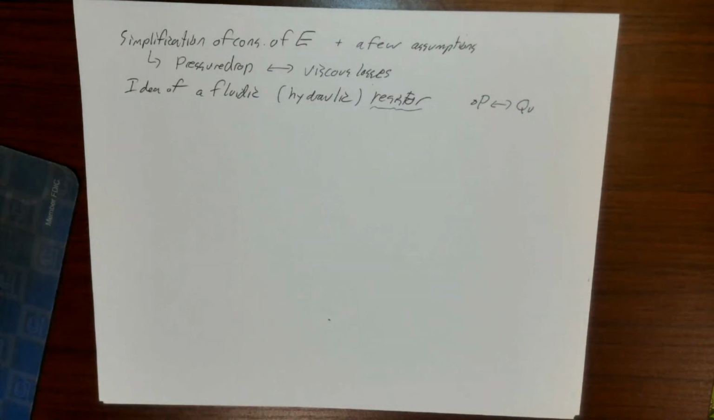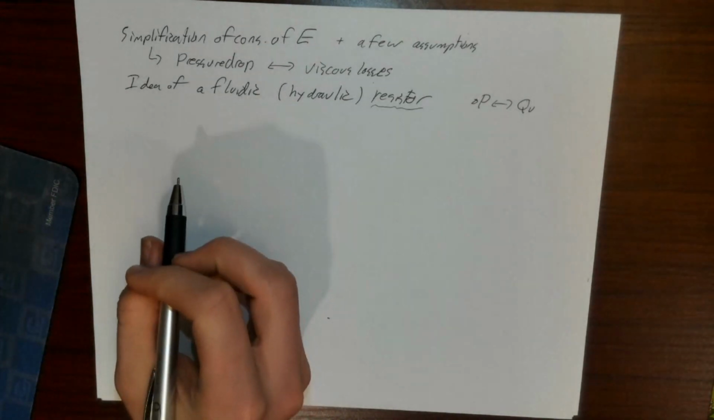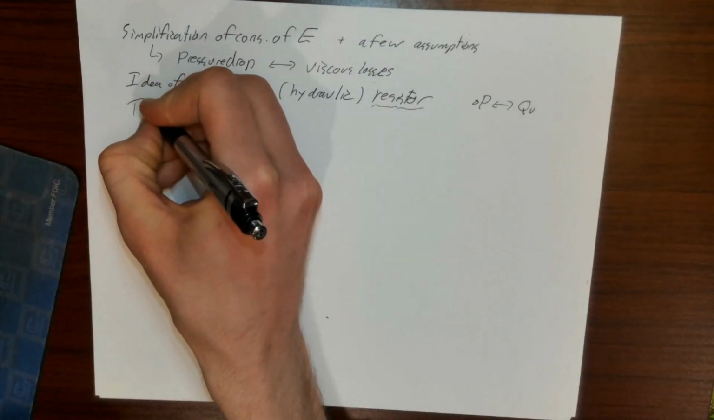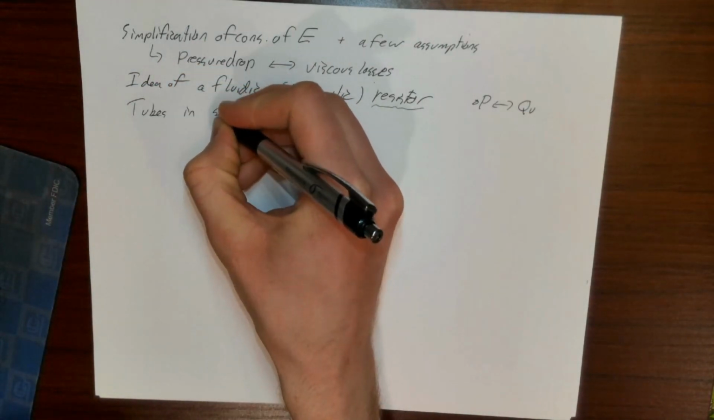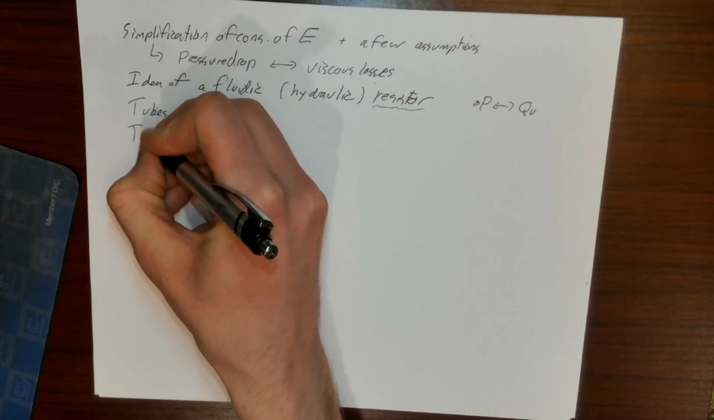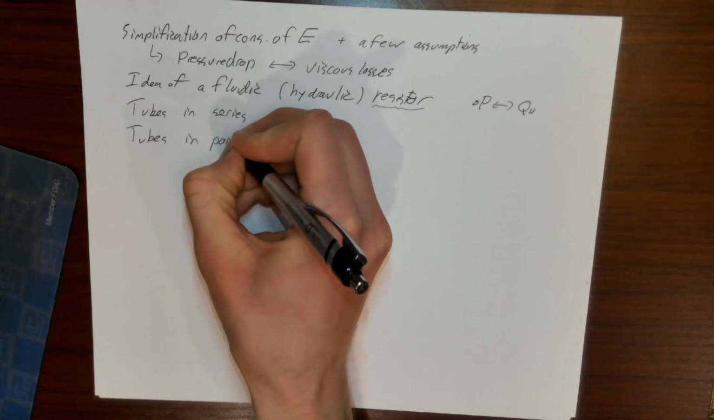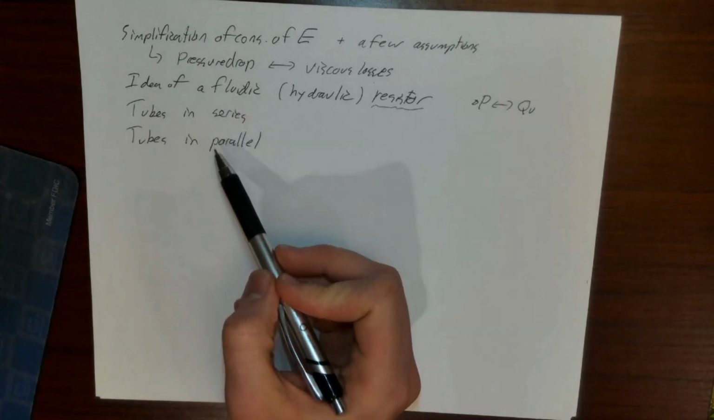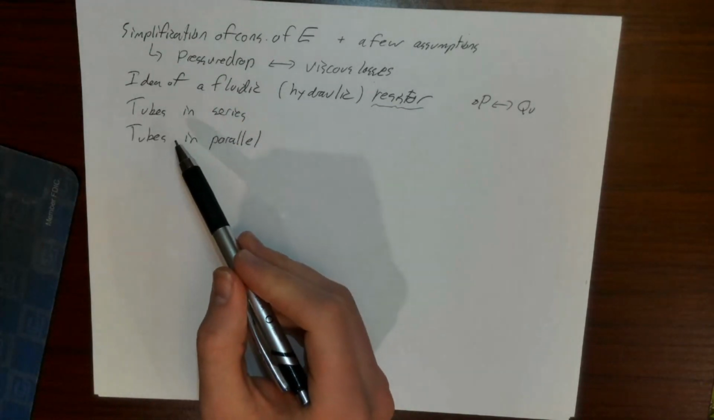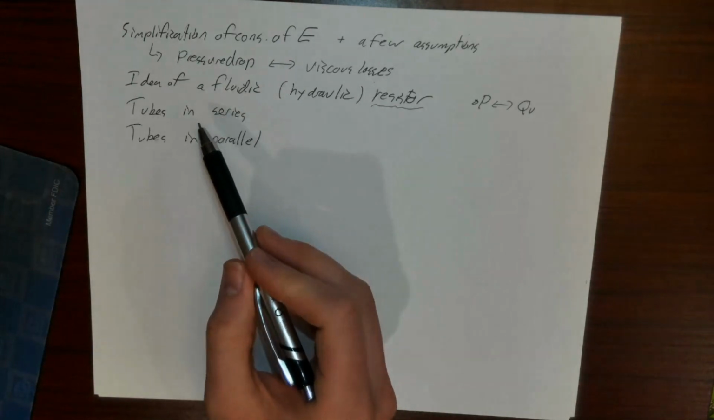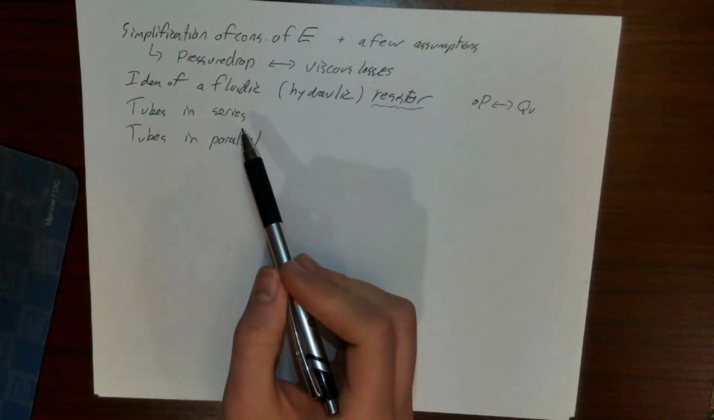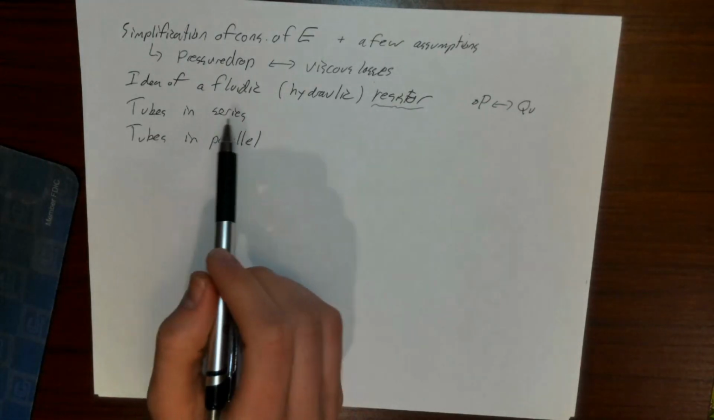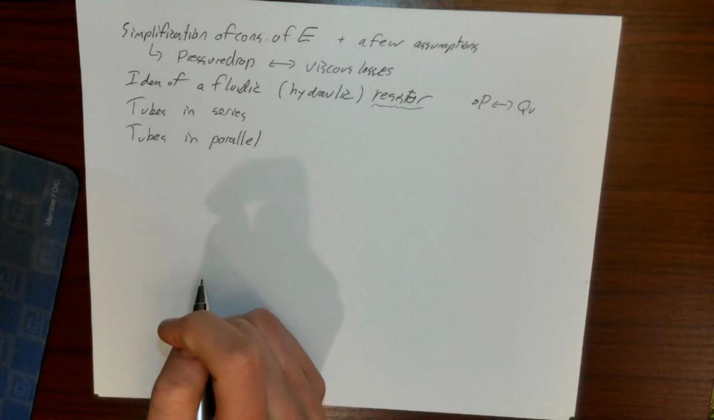Building upon this idea, this analogy to electrical engineering, we'll talk about tubes in series and tubes in parallel. Similar to how you might talk about electrical resistors in series and electrical resistors in parallel. How can you combine them? How are pressure drops analogous to voltage drops? How is electrical current analogous to volumetric flow rate? How do we sort of combine resistances in series and parallel?